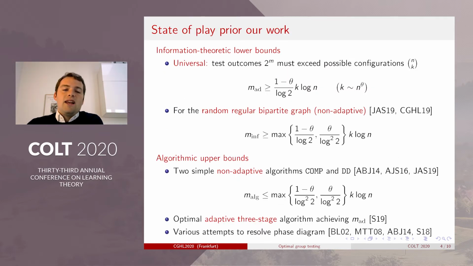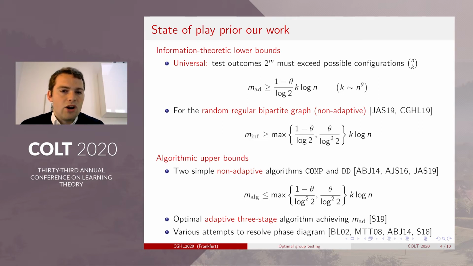So what was the state of play in group testing research prior to our work? Looking at information theoretic lower bounds, there's a simple counting argument that says that the number of test outcomes, 2 to the m, must exceed the possible configurations n choose k, which by applying Stirling's formula just gives us the universal information theoretic lower bound as (1 minus theta) divided by log 2 times k log n, where again k scales as n to the theta.